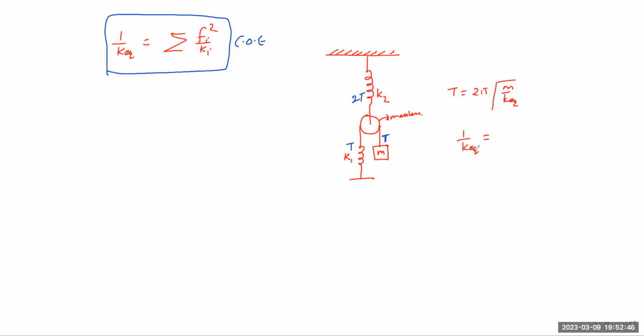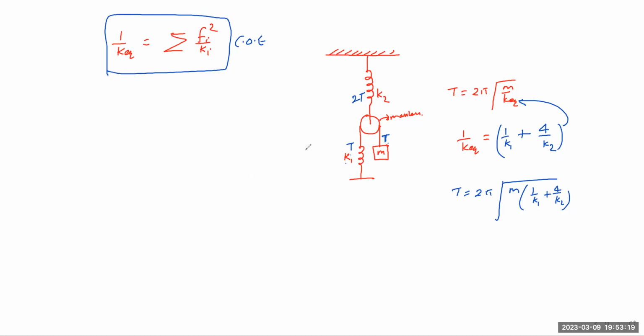So 1/k equivalent is how much? For k1, the factor is 1. But for k2, the factor is 2, right? So your answer is done. Just substitute here and you get the answer. The time period is how much? 2π√(m(1/k1 + 4/k2)). Is it clear?